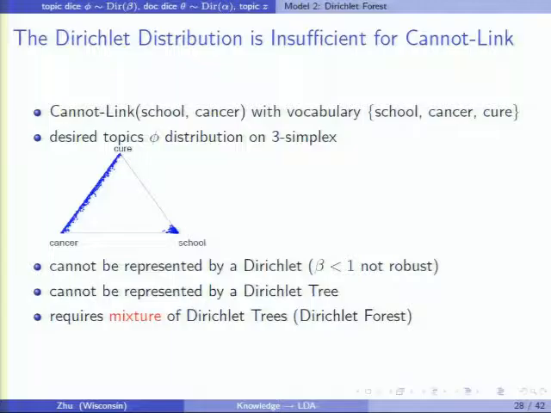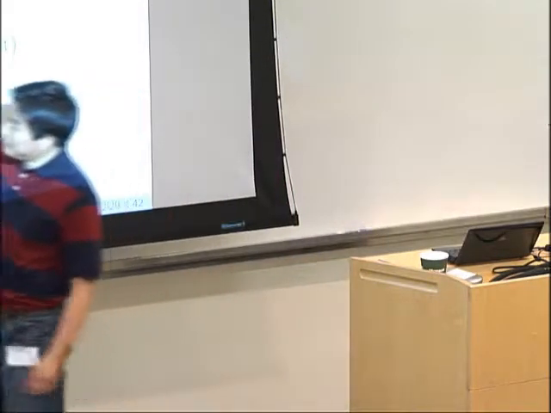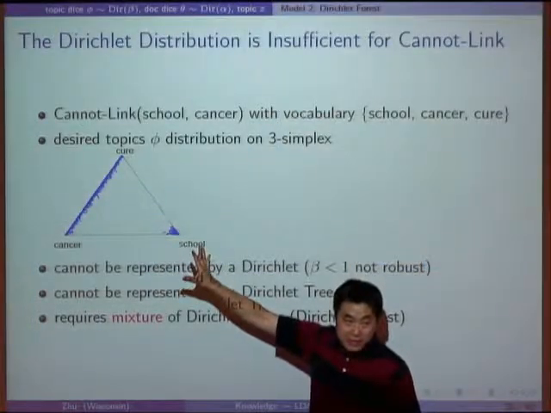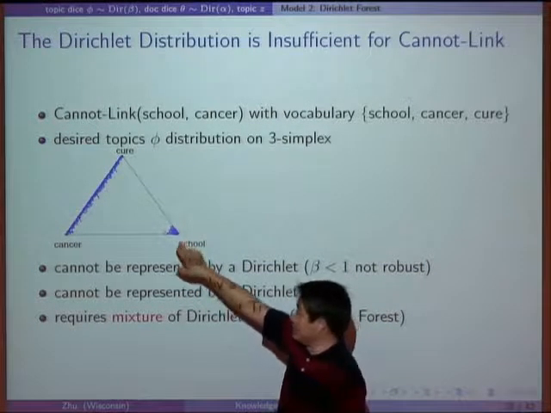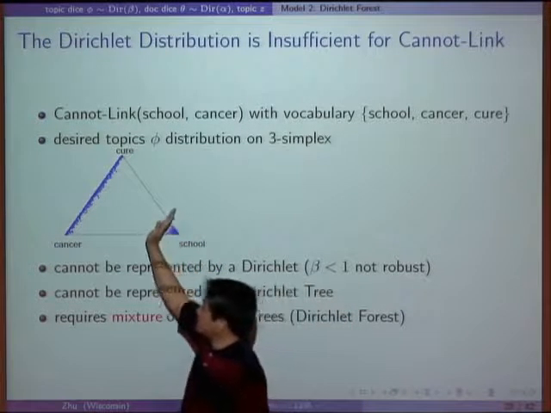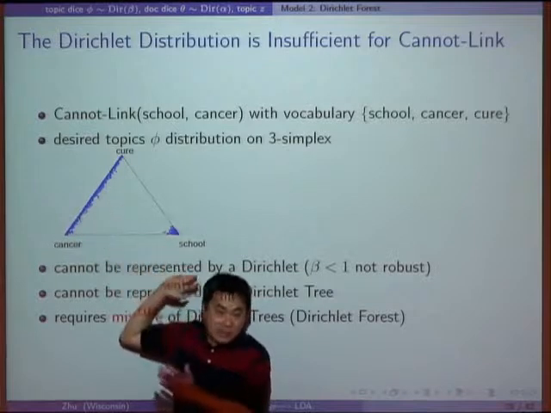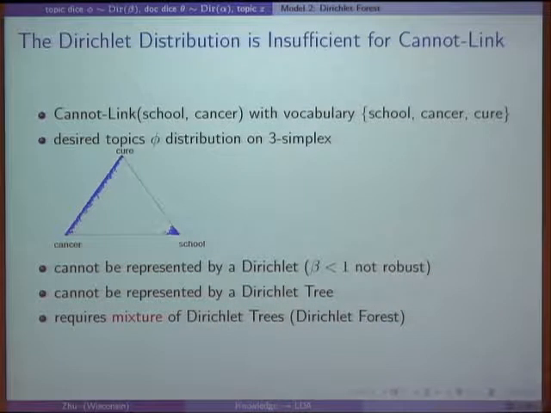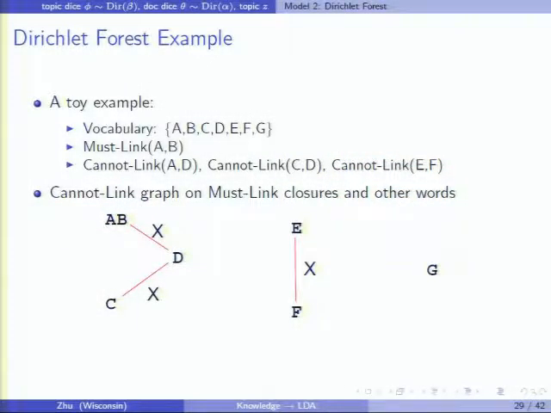All right. So cannot link, for example, cannot link school and cancer. What you really want is this kind of behavior for 3 vocabulary words. You want either the multinomial probability to concentrate on school, or it can somehow arbitrarily split the mass between these 2 words, but not on school. Okay. So any dot there is okay. As I said, this cannot be easily represented by a Dirichlet, and it cannot even be represented by a Dirichlet tree. A single tree is not sufficient. What you will need is a mixture of trees, therefore the name Dirichlet Forest. Okay, I'm going to show you with one example how things might look. It's a little bit involved, but here we go.